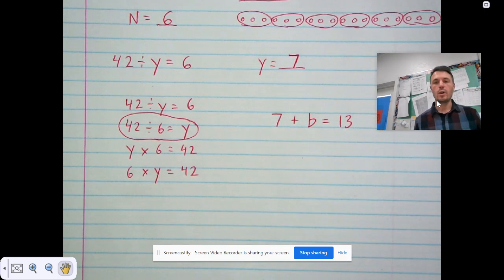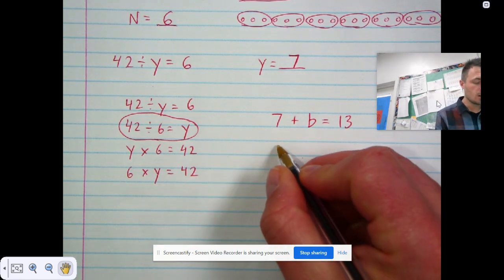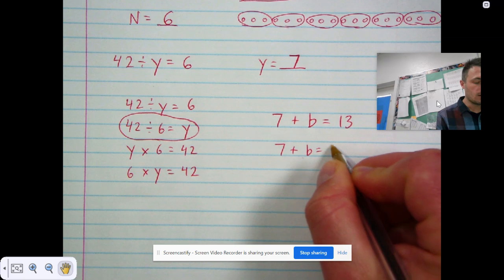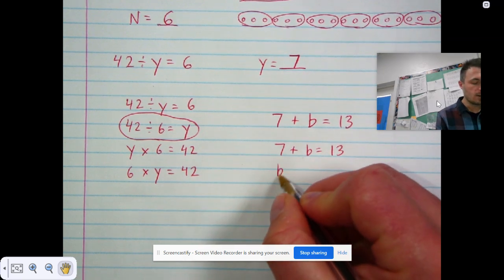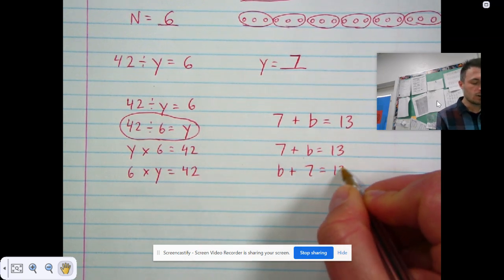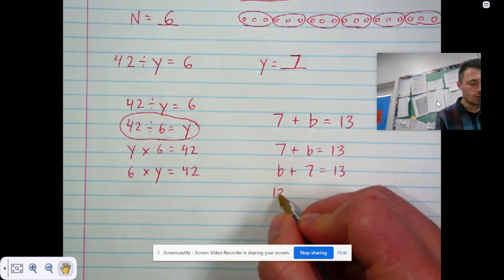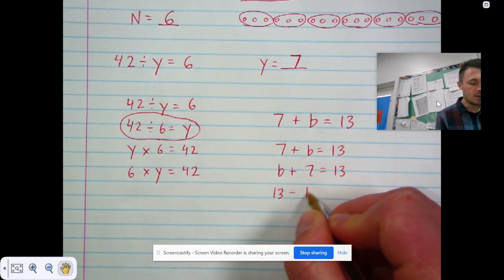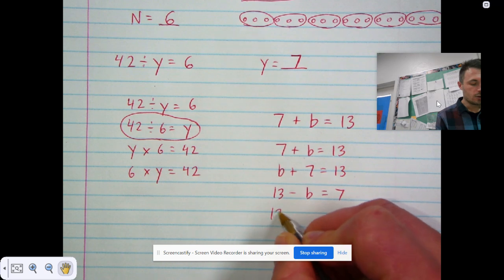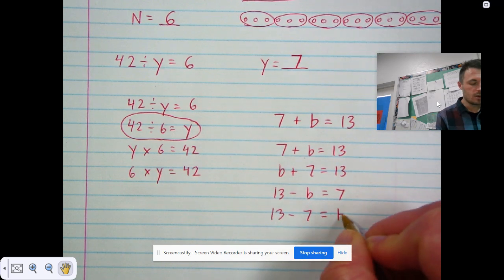How can we figure out what b is? Well, you can do fact families with addition and subtraction too, just like how you can do them with multiplication and division, because if it's true that 7 plus b equals 13, it's also true that b plus 7 equals 13, which makes it also true that 13 minus b equals 7, and 13 minus 7 equals b.